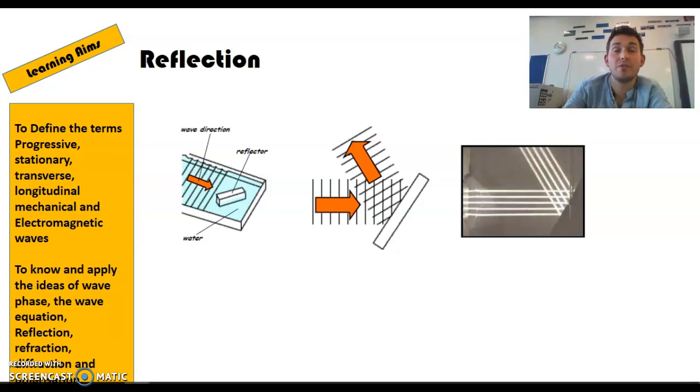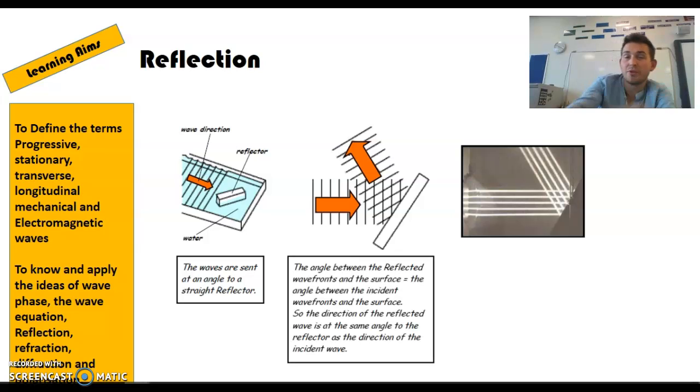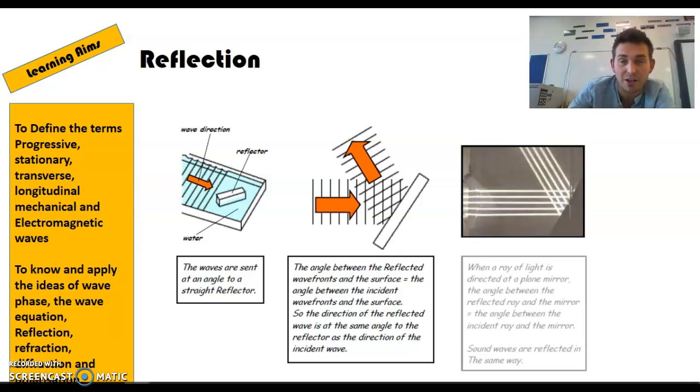Okay, reflection. So, reflection's obvious. We all know it. It's like the most common thing in life, isn't it? It's how we all see. So basically, waves are sent at an angle to a straight reflector, or waves are sent straight to an angled reflector. Really just a reference point thought. Anyway, the angle between the reflected wave fronts and the surface is constant, isn't it? So you've got an angle of incidence and angle of reflection. They're the same, you know that. I feel like it's stupid to say. You know what reflection is. Waves reflect.